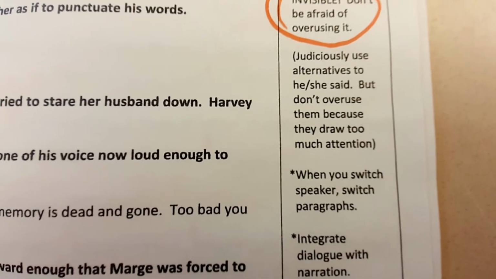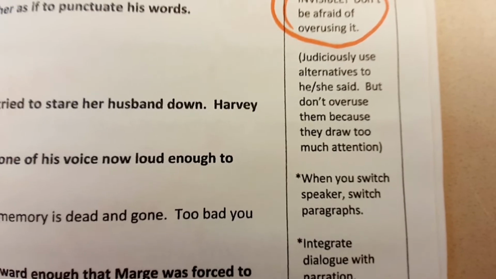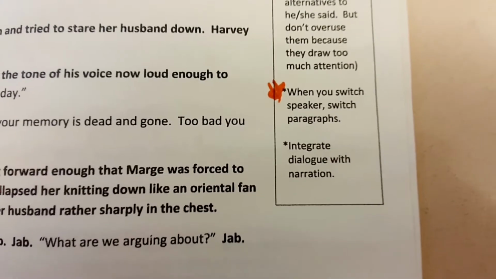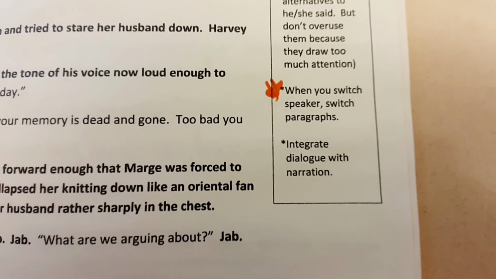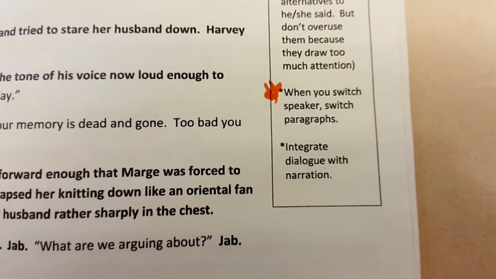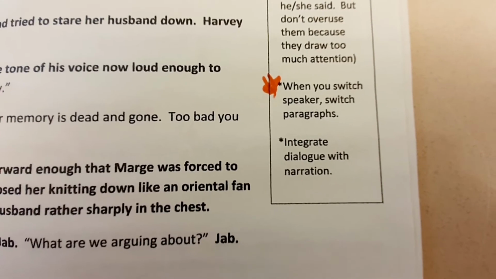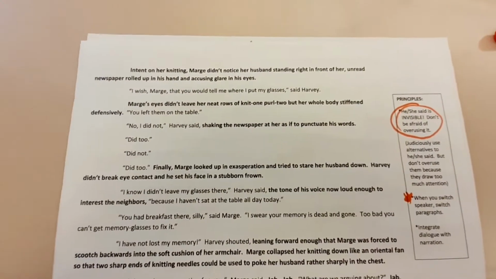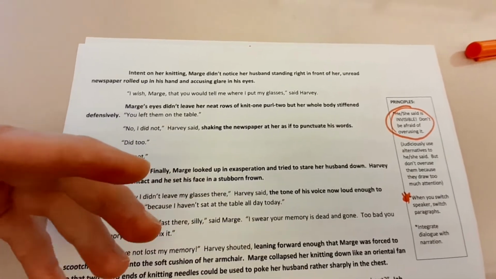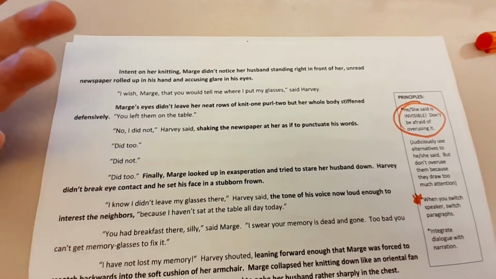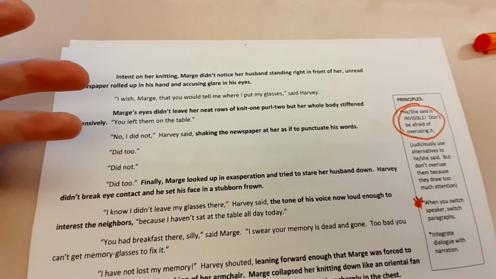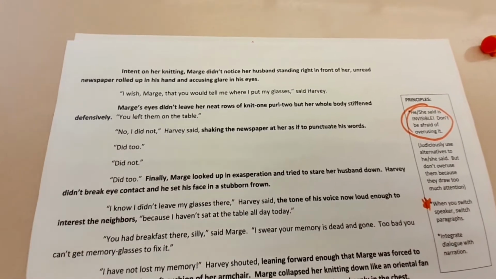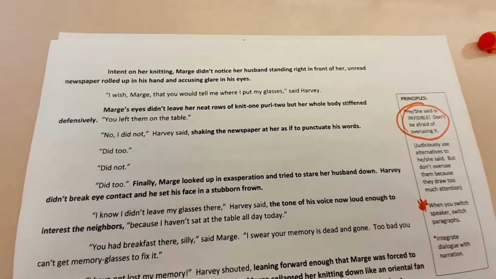When you switch speaker, switch paragraphs. Here, put a big asterisk by that. So important. And then, how do you integrate dialogue with narration? How do you make people say things while they're moving? How do you show what their mouths are doing? Okay? So here is a nice example. It's that same dialogue, Harvey and Marge again, but this time it's integrated with a bunch of narration and shows things that are happening. Again, this is what you're going to want to do so you don't just have a bunch of dialogue and it's static. They're just standing there talking.